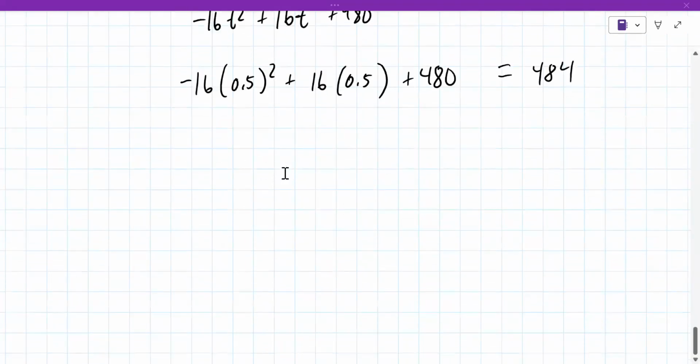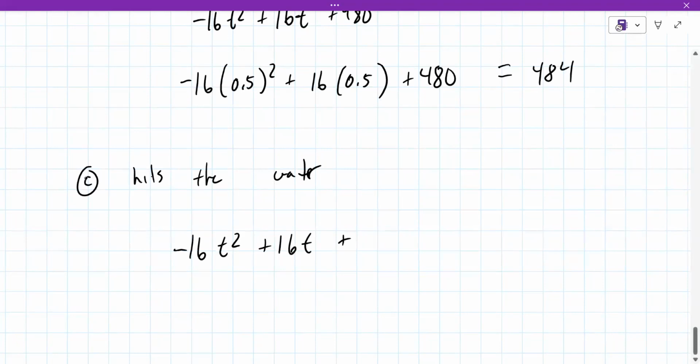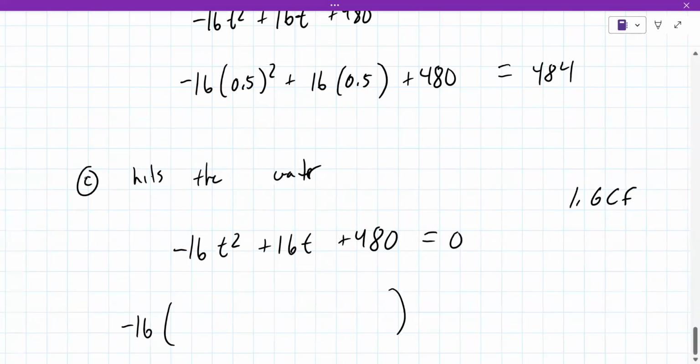We want to know when he hits the water. So you're looking at minus 16 t squared plus 16 t plus 480, and we're setting that equal to zero. The very first type of factoring, you always try a GCF, just like in the last problem. Does this have a GCF? Negative 16. So divide each of those by negative 16 and let me know what you come up with, please.